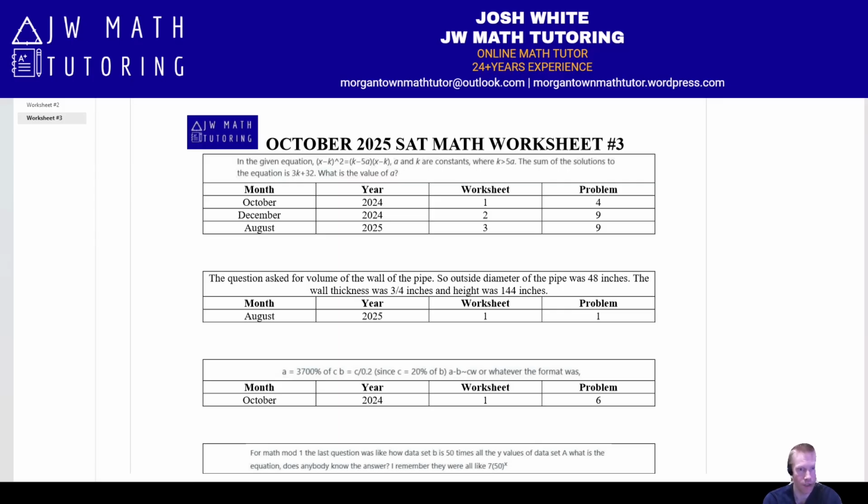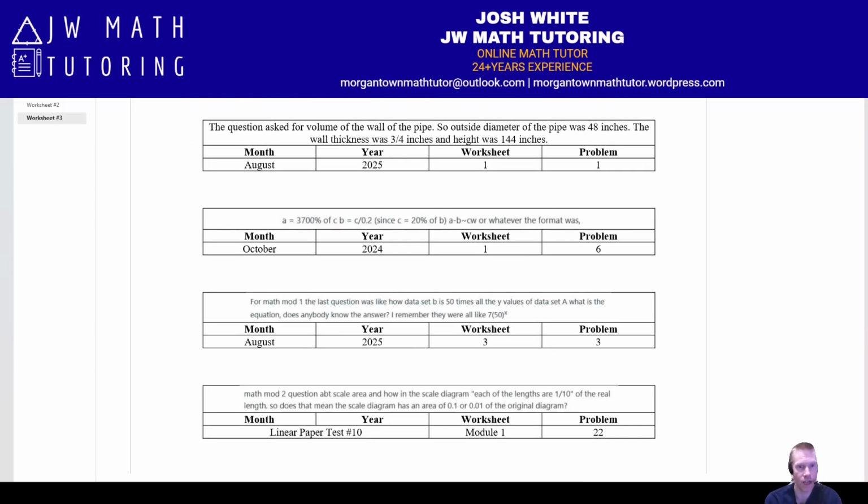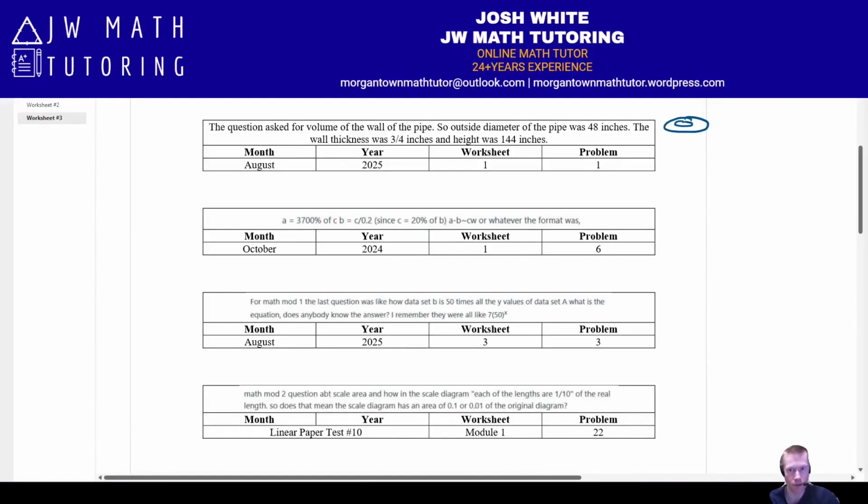All right, next one, the one about the volume of the wall of a pipe. This one first came up in August. It's a basic setup where you have a pipe with a certain thickness and a given height, and they want to know basically how thick the actual pipe itself is, because it's open in the middle, with water flowing through it. So go ahead and check out August 2025, worksheet 1, problem number 1. That'll show you exactly how to work it out. Again, the numbers will probably be different than what's listed here, but you get the idea.